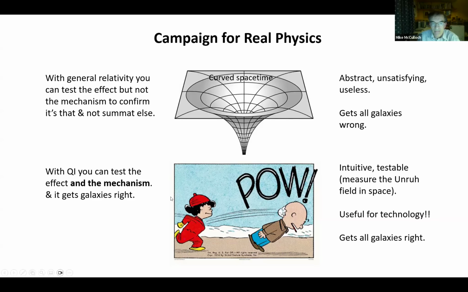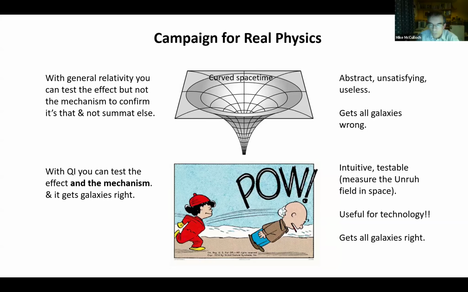But with QI, you can test the effect and the mechanism. So it's more intuitive or more visceral, if you want. When Lucy throws a snowball at Charlie Brown, you can test the effect, because you can see Charlie Brown falling over, and you can also see what's causing it. It's the motion of the snowball. Well, quantized inertia is more like that. It's very difficult to determine whether space is actually bent, except by passing an object through that space, which then bends. But you don't know if it's the actual bent space or some other effect causing it.